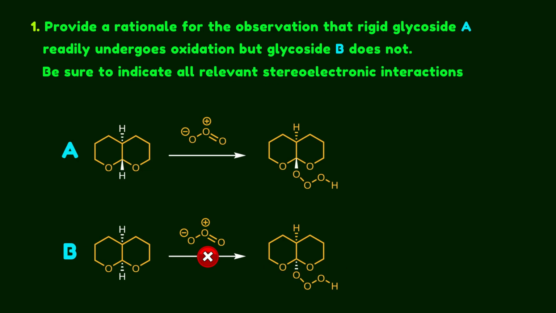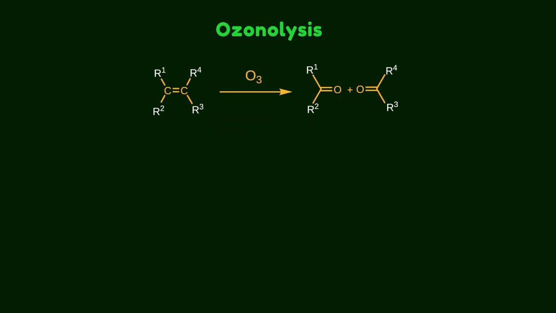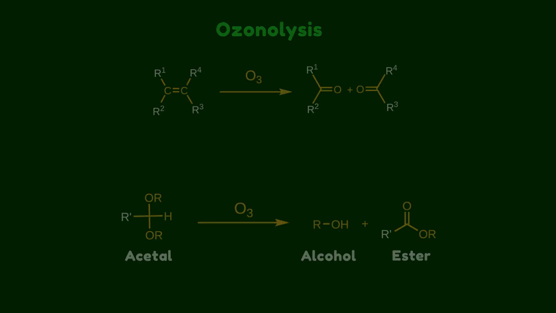This question asks you to rationalize why glycoside A can be oxidized by ozone, but glycoside B actually remains unchanged. First, let's understand the mechanism of the reaction. You're probably already familiar with ozone oxidizing alkenes, a process known as ozonolysis. Interestingly, ozone can also oxidize acetals to produce an alcohol and an ester.